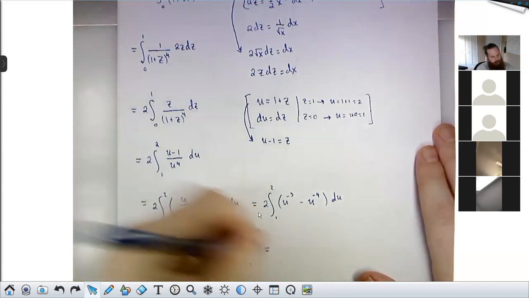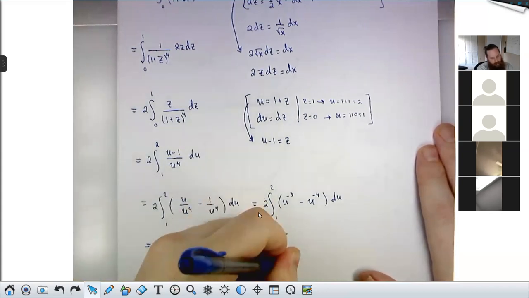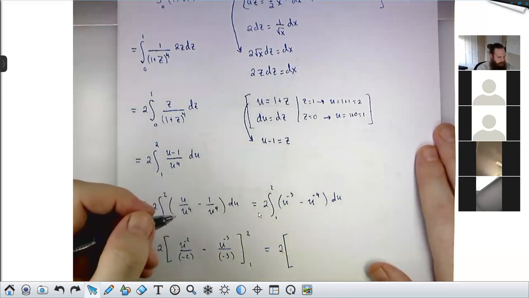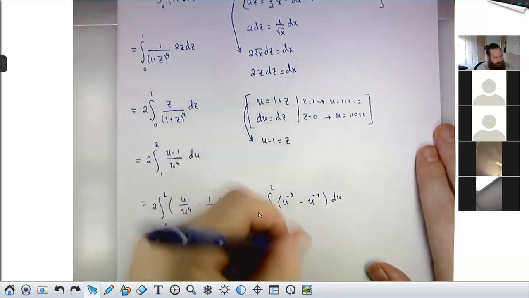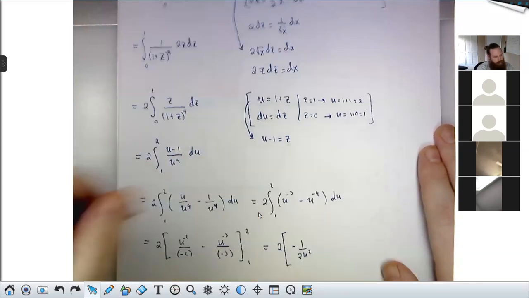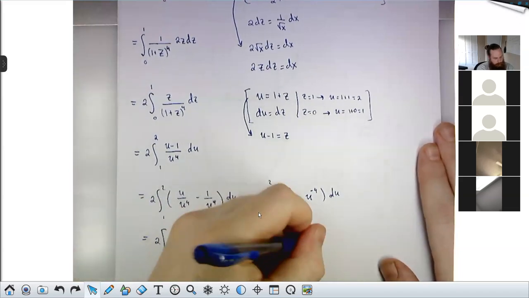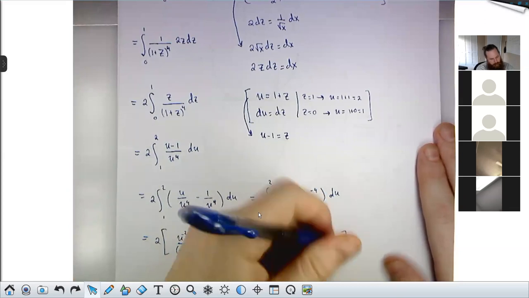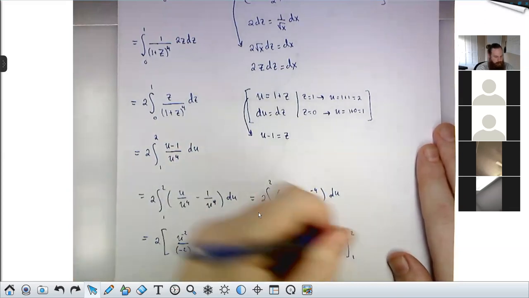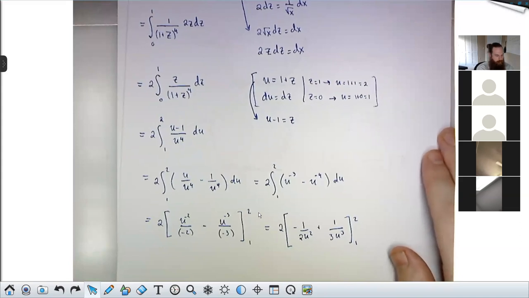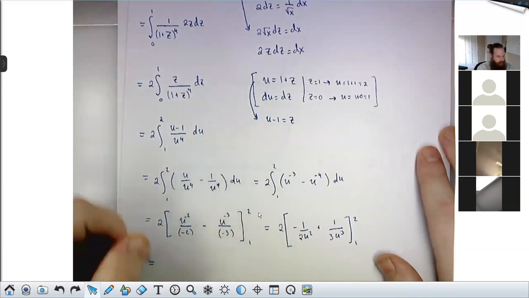So what is that? That's 2 times, by plugging 2 here, maybe I should clean this up a little bit. This is negative 1 over 2u squared plus 1 over 3u cubed evaluated from 1 to 2. So before I plug in the bounds, just cleaning up algebraically. And now I'll plug in my bounds.